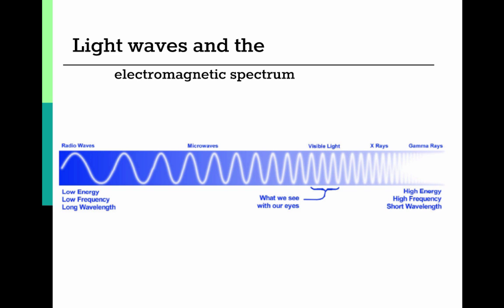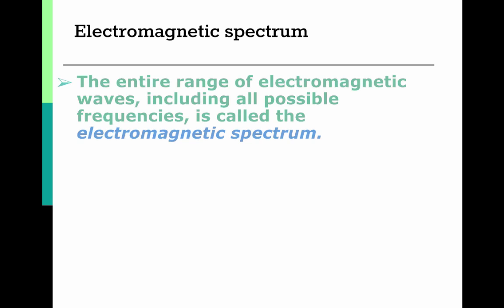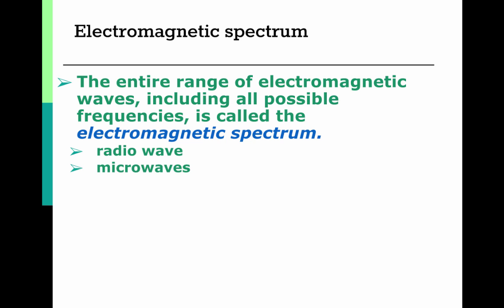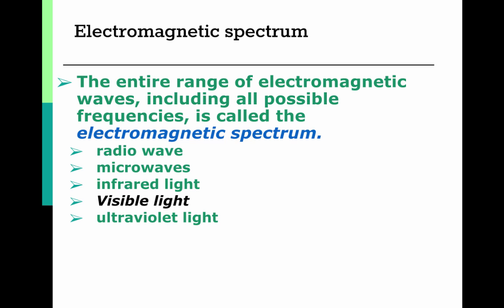So this is just a diagram of the electromagnetic spectrum. You will be given a handout of this after 4.1. So the entire range of electromagnetic waves, including all possible frequencies, is called the electromagnetic spectrum. Don't worry about writing these down. We will go over each one individually, but they include radio waves, microwaves, infrared light, visible light, ultraviolet light, X-rays, and gamma rays.